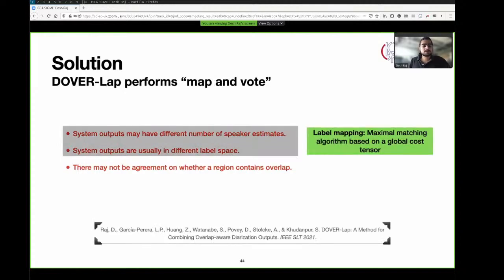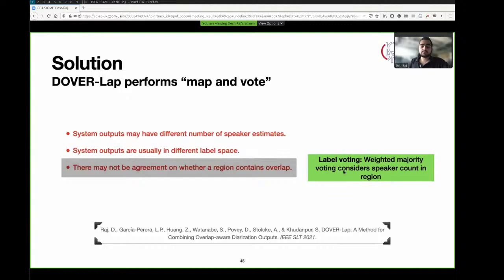We proposed a method called DOVERLAP, which performs a map and vote technique to perform this combination. There are two stages in this approach. The first is a label mapping stage, which maps all the systems into a common label space. So what it does is it takes the different label spaces and maps them into a common space where all the systems have the same speaker label identities. And then it performs label voting, which is a weighted majority voting, and it takes into account speaker counts in all the regions. I'll go into the details here, but the key is this mapping plus voting paradigm.